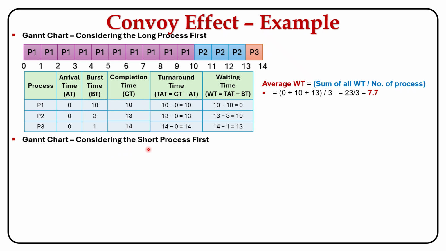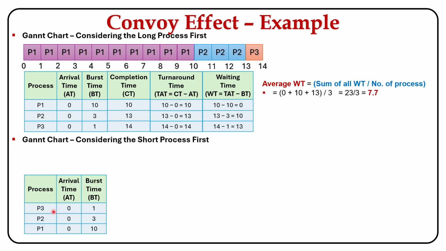Here we have three processes, namely P1, P2 and P3. P3 has the burst time 1, P2 has the burst time 3 and P1 holds the burst time 10. Since all the processes arrive at time 0, the scheduler first selects the process with the shortest burst time. So P3 is executed first. It starts at time 0 and runs for 1 unit and ends at 1. So the completion time is 1 for process P3.